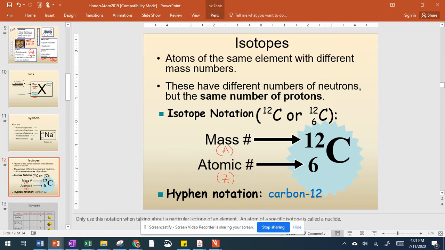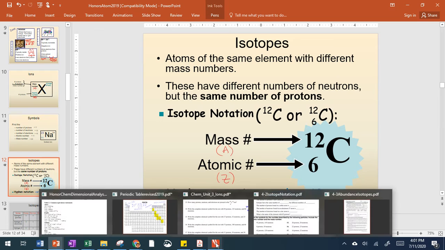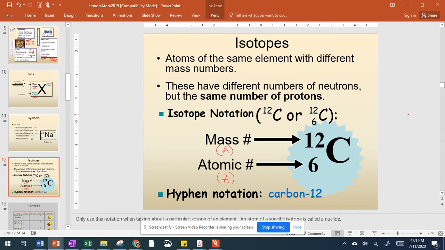Okay, so on the worksheet we're going to be looking at with the isotope notation, we're going to see both the hyphen notation and the isotope notation. So let me bring that up, and then we can go over a few things on there, and then I want you to pause the screencast and then work on that before we go over average atomic mass.